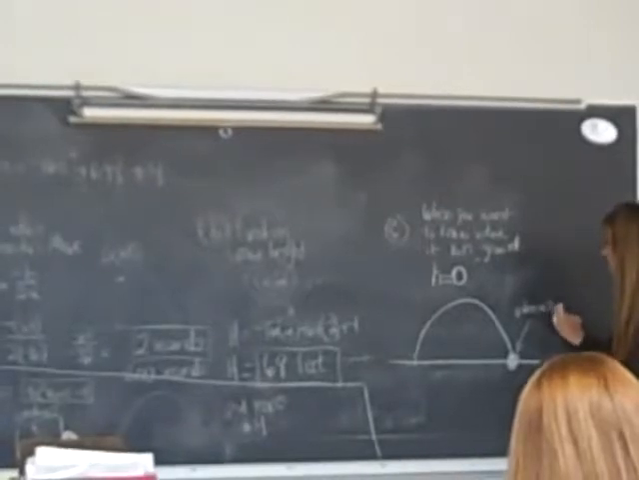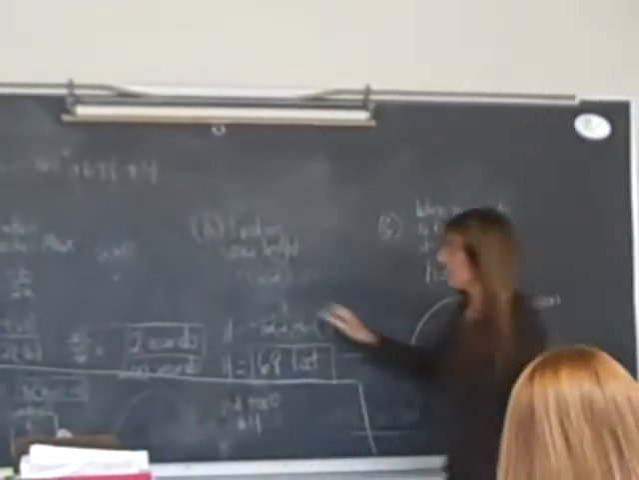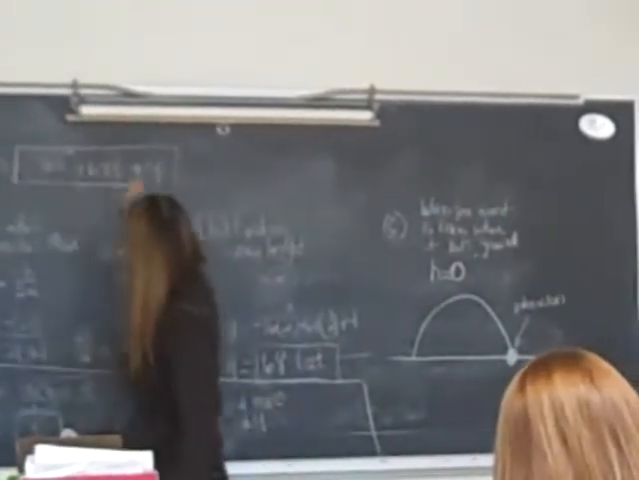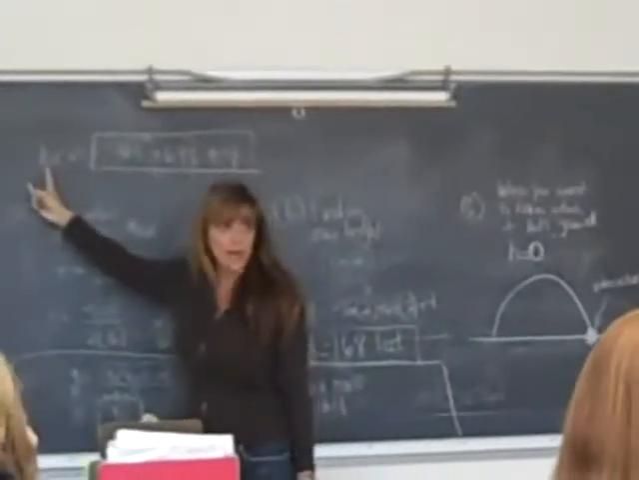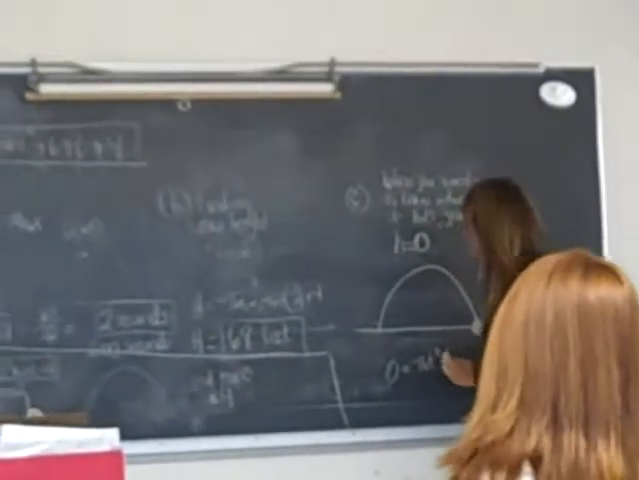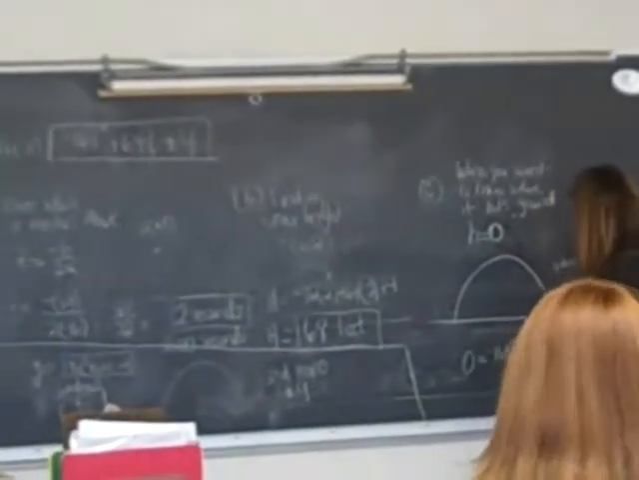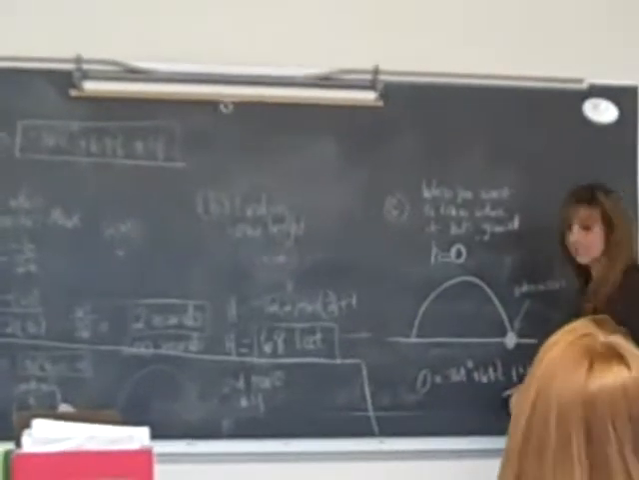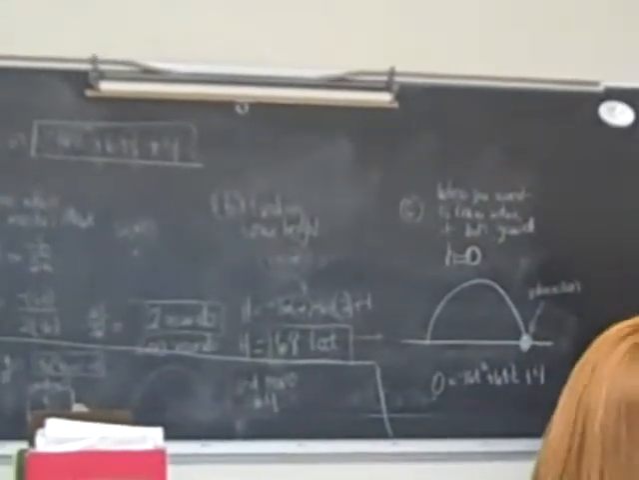If you want to do it algebraically, you're going to take the parabola and set it equal to the ground, equals 0. Now, it's totally up to you how you want to handle this. This looks like a nice, easy factorable problem, though, doesn't it?